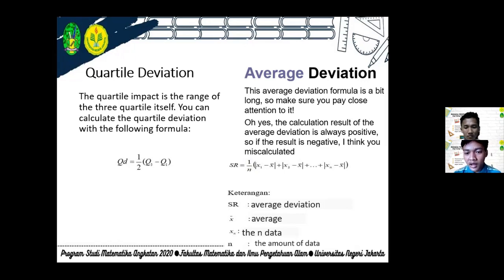Next is average deviation. This average deviation formula is a bit long, so make sure you pay close attention to it. The result of the average deviation is always positive. So if the result is negative, I think you miscalculated. And the formula is like that.